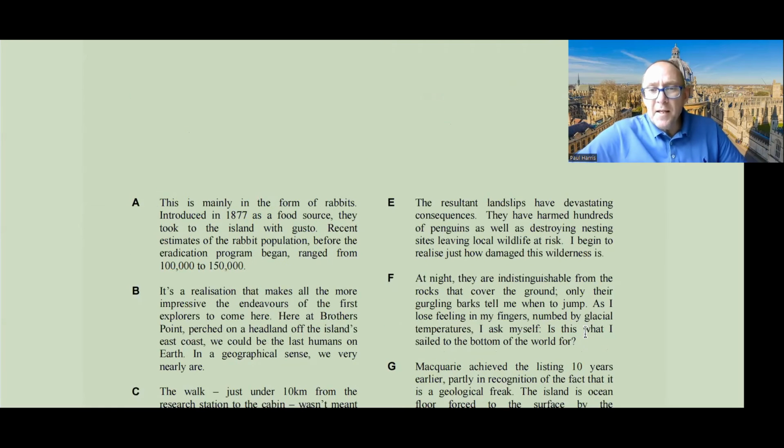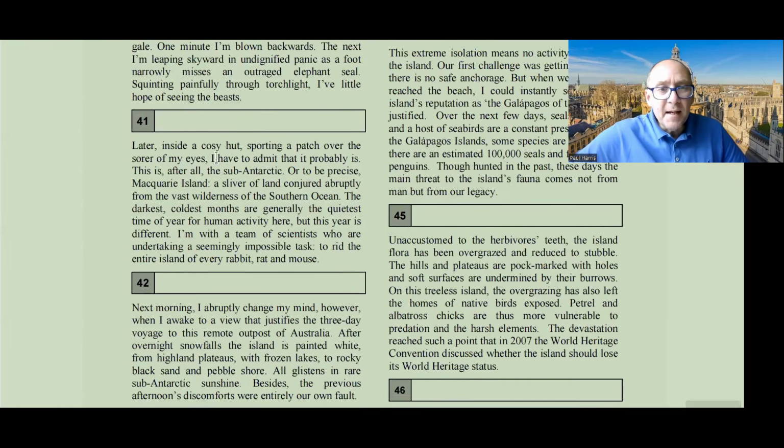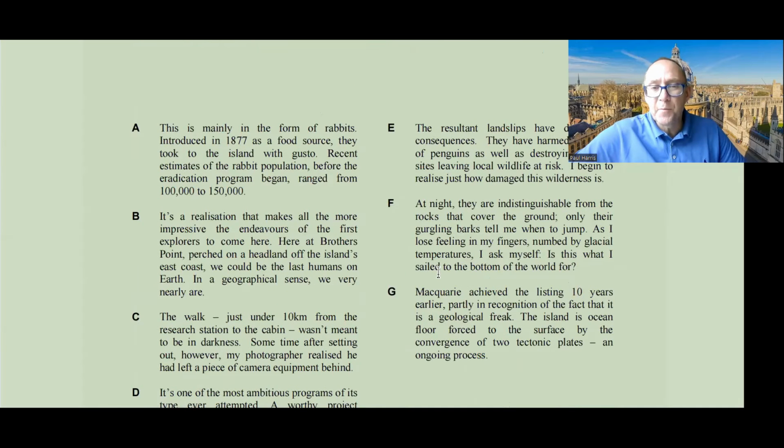And then we've got the question here at the end: is this what I traveled or sailed to the bottom of the world for? So in the question here about these problems with the animals, the really low temperatures, is this what he traveled to the bottom of the world for? And perhaps this fits now with our sentence here: I have to admit that it probably is. So now perhaps we have an answer to a question that fits here, and I would say that F looks a very good candidate for 41. I would suggest that we read G as well, just to make sure, but we've got a lot of connections before the text and after the text to give us the answer here for F.